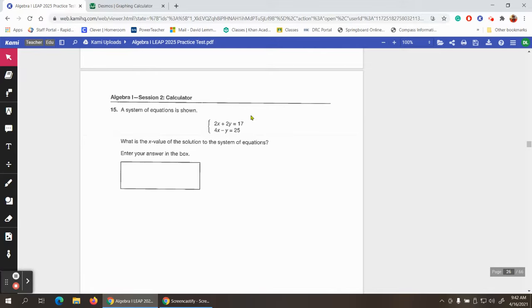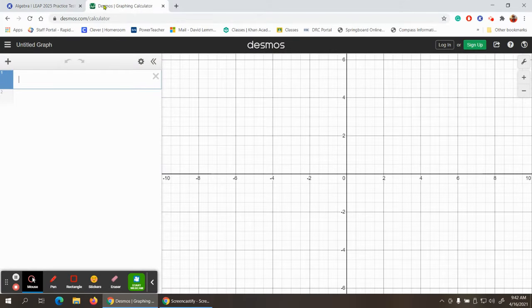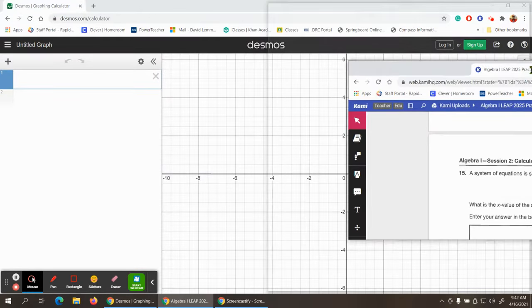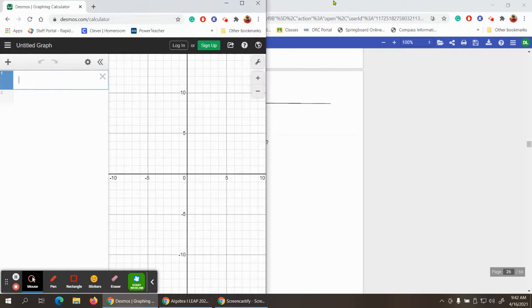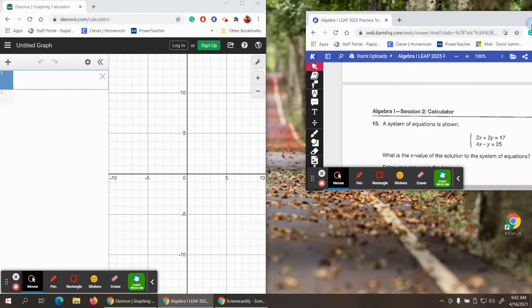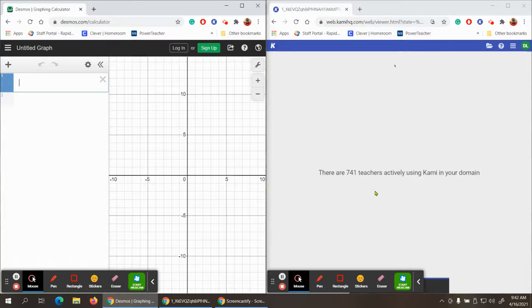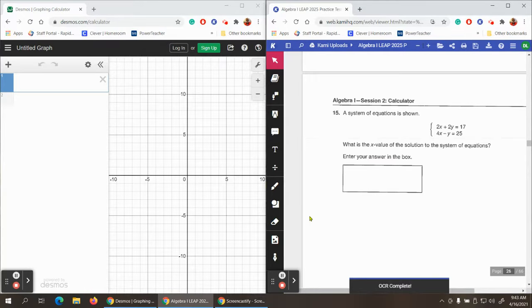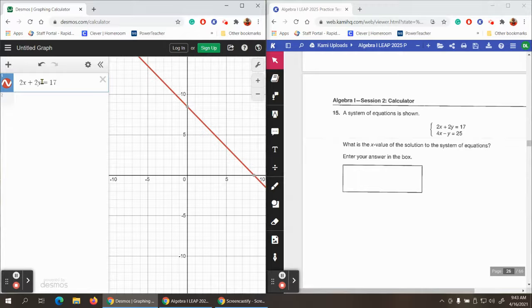We're going to take this system, we're going to put it in Desmos. So I take this system here. Let me split screen this so that I don't have to hop back and forth. All right, so here we have 2x plus 2y equals 17, and then we have 4x minus y equals 25.